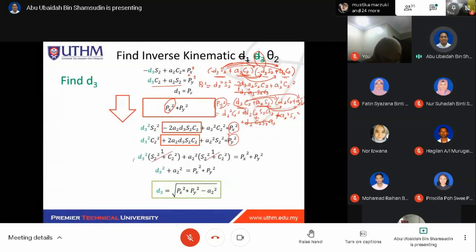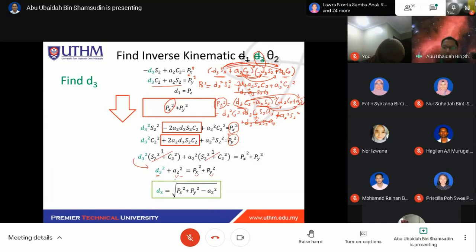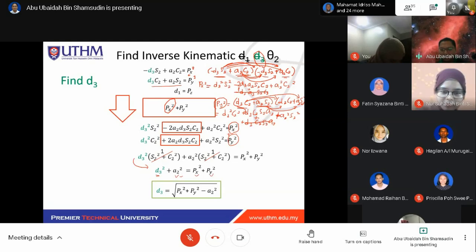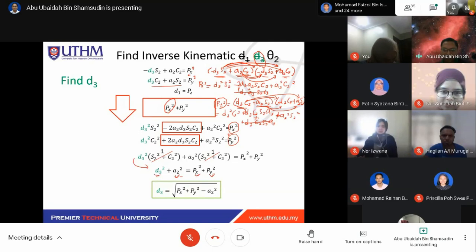Okay, so now this equation has become simple. Finally we will get d3 powered by 2 plus a2 powered by 2 equal to px powered by 2 plus py powered by 2. The value that we want to find is d3. We already know the px and py, and we already know the a2. A2 value is the joint value, the link value of the robot. Dia berdasarkan robot. It depends on the robot model. So this one we already know, and this one, and this one. We just want to find the d3.